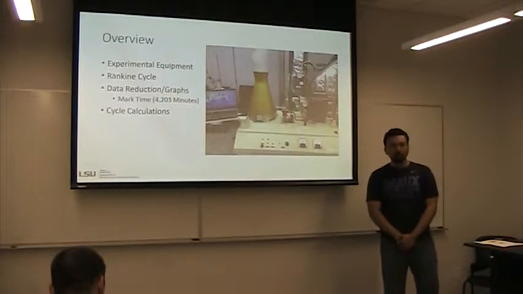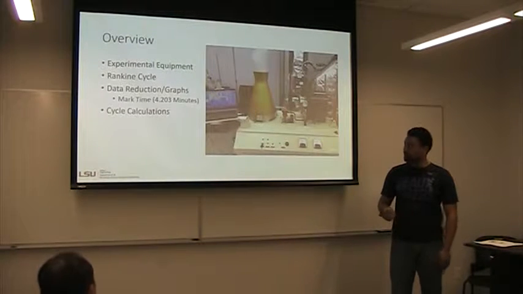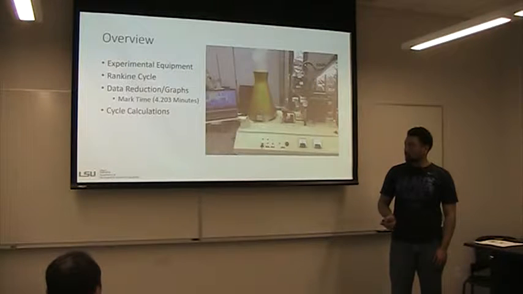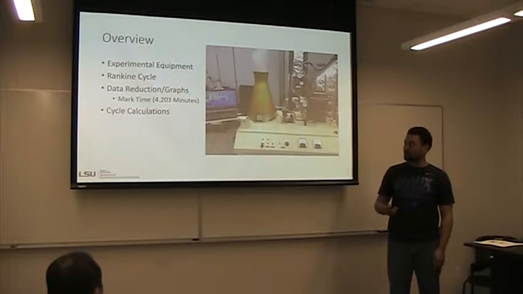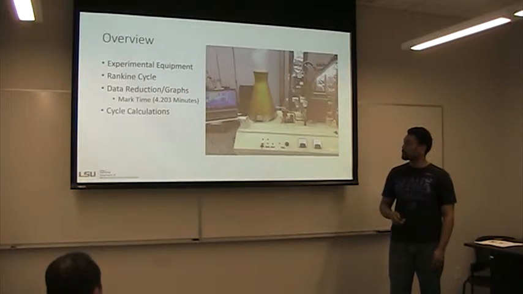So I'm going to go over a quick overview of what to expect in this presentation. First, I'm going to go over the experimental equipment, and then talk about the Rankine cycle briefly. Talk about how each component in the Rankine cycle operates. We'll go into some data reduction and some graphs where we'll check out some trends from the experiment, and then do some calculations based on a specific time mark that I chose, which is 4.2 minutes, and lead into the cycle calculations from that specific time.